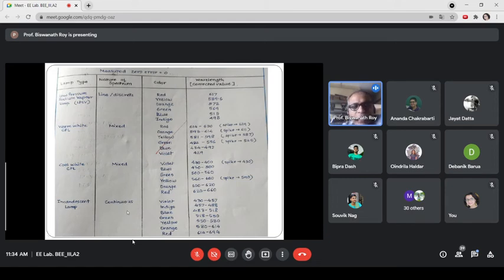In case of the incandescent lamp, the tungsten filament lamp, it is a continuous spectrum, and the ranges of wavelength for different colors are recorded here. So this measurement actually takes a lot of time. For 4 types of lamps, it takes more than 1 hour, because the instrument has some backlash error.